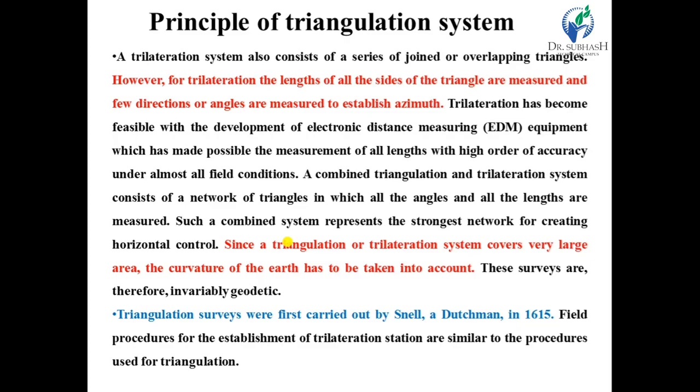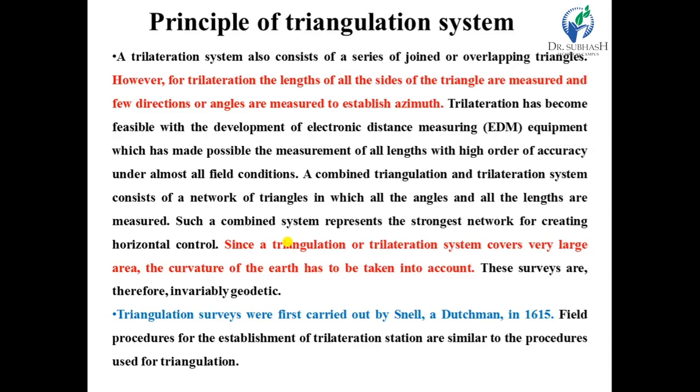Under almost all field conditions, a combined triangulation and trilateration system consists of a network of triangles in which all angles and all lengths are measured. Such a combined system represents the strongest network for creating horizontal control. Since a triangulation or a trilateration system covers a very large area, the curvature of the Earth has to be taken into account. These surveys are therefore invariably geodetic. Triangulation surveys were first carried out by Snell, a Dutchman, in 1615.